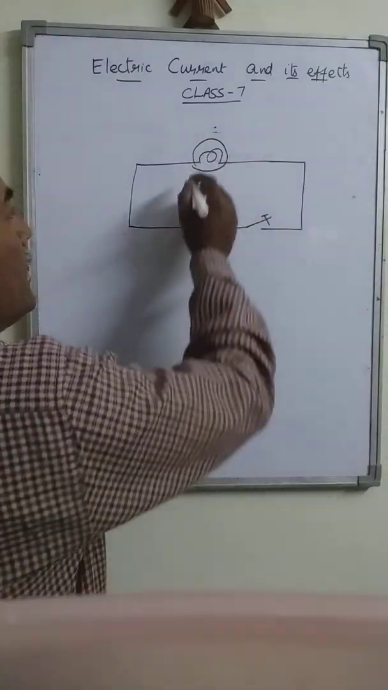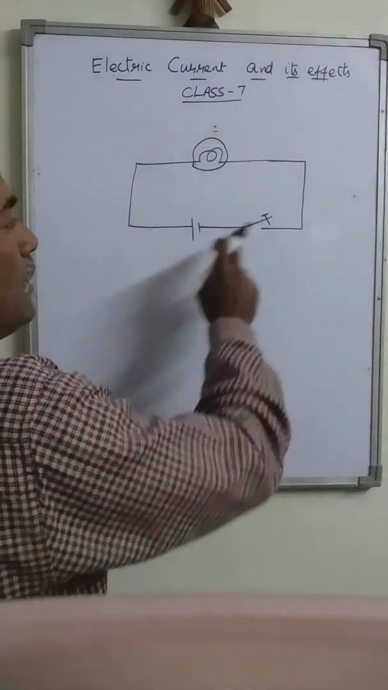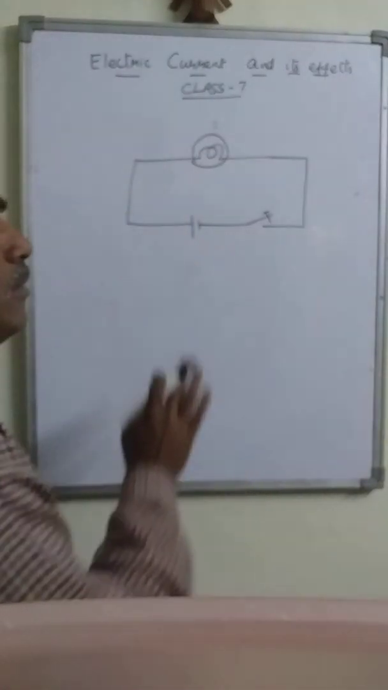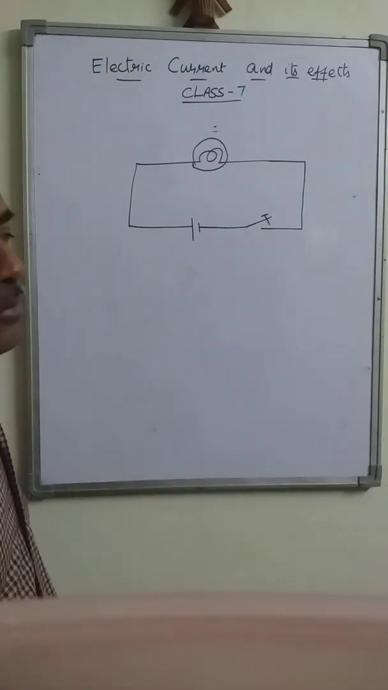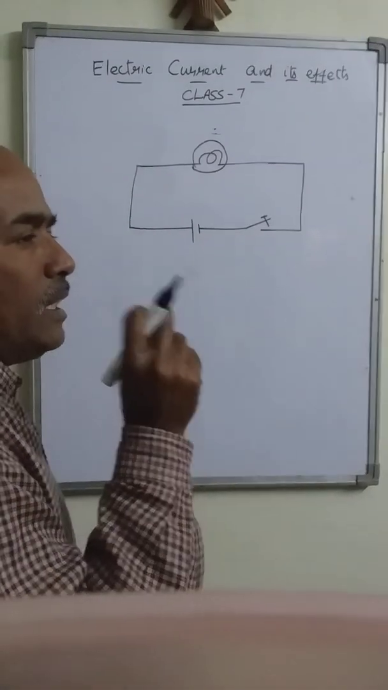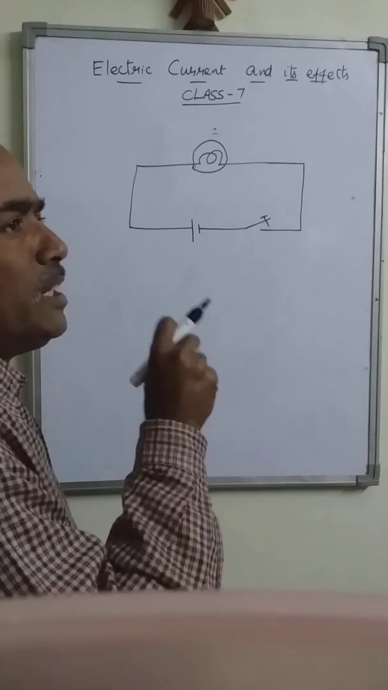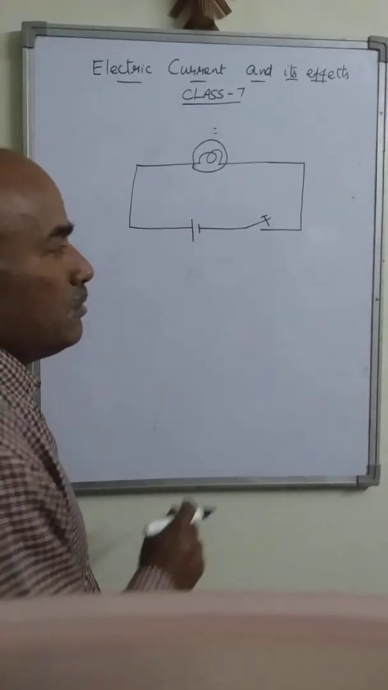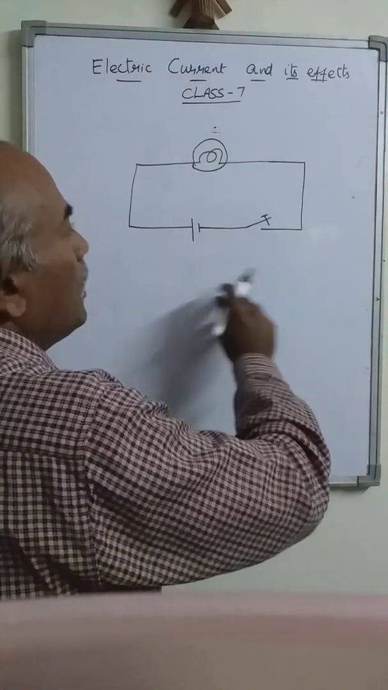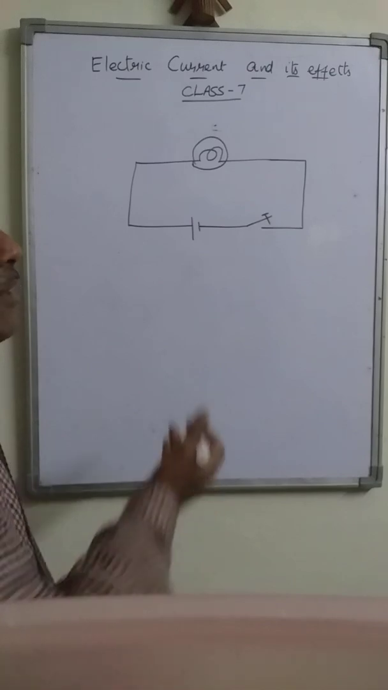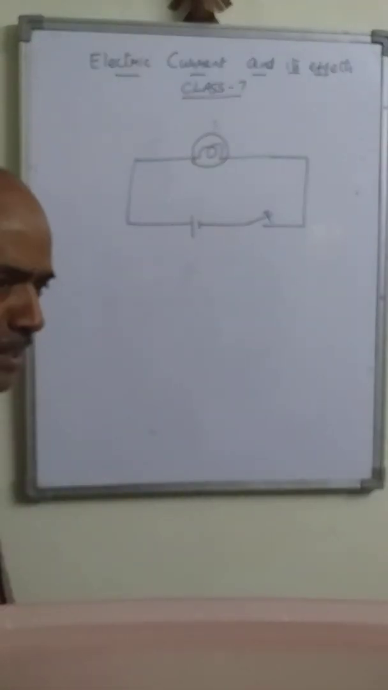In this condition, the switch is kept open. So no current flows and the bulb will also not glow. If we close the switch, if we put the switch in the on position, then the current starts to flow and the bulb should glow with some brightness. That is according to the amount of current.